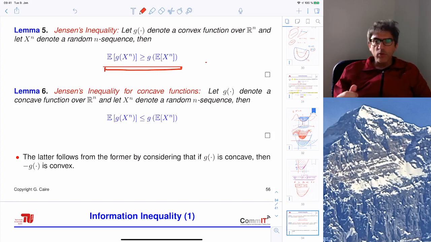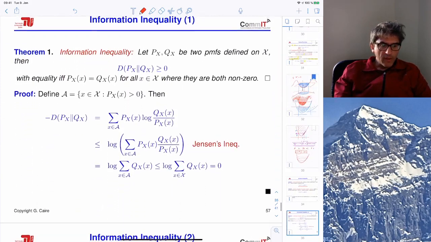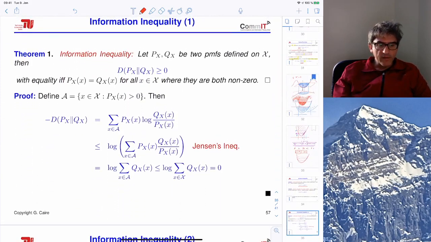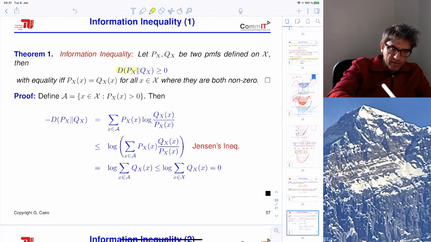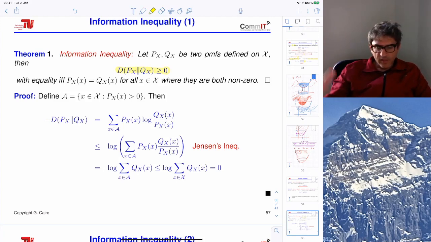And now we simply use Jensen's inequality to prove the information inequality, which is basically the result that says that for any two distributions, P and Q on a common alphabet X, the divergence D of P and Q is greater or equal than 0. As I said before, this is a very, very fundamental inequality that, in fact, somehow generates all other inequalities of, say, the classical information theory, called Shannon type inequalities. And it says also that this is 0 if and only if P and Q coincide.